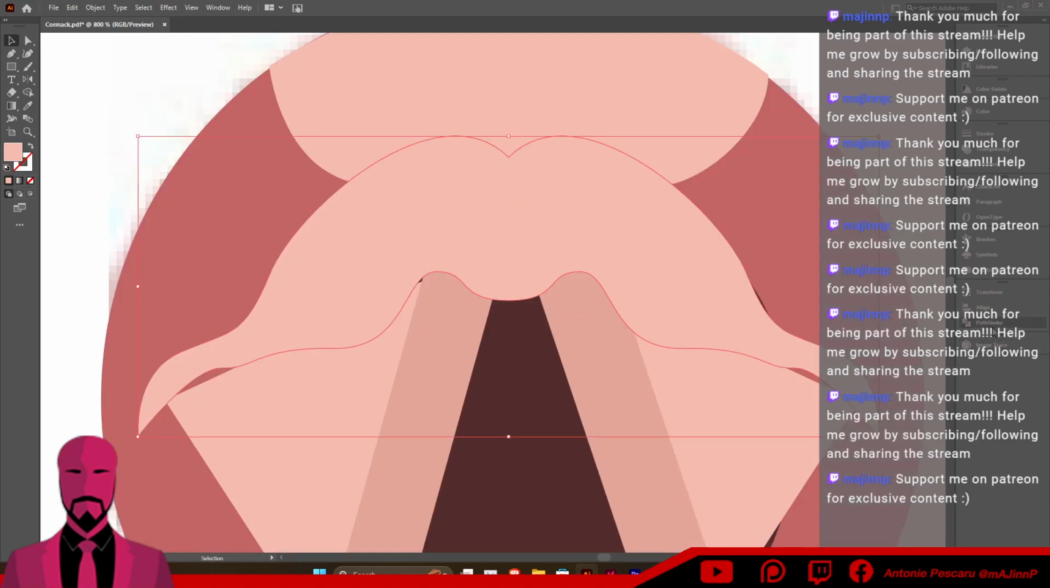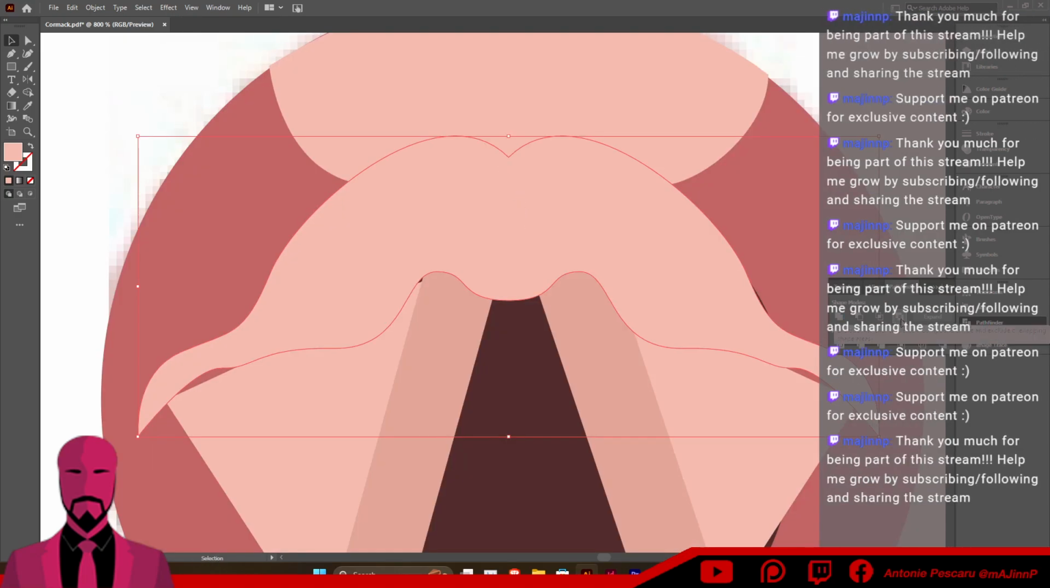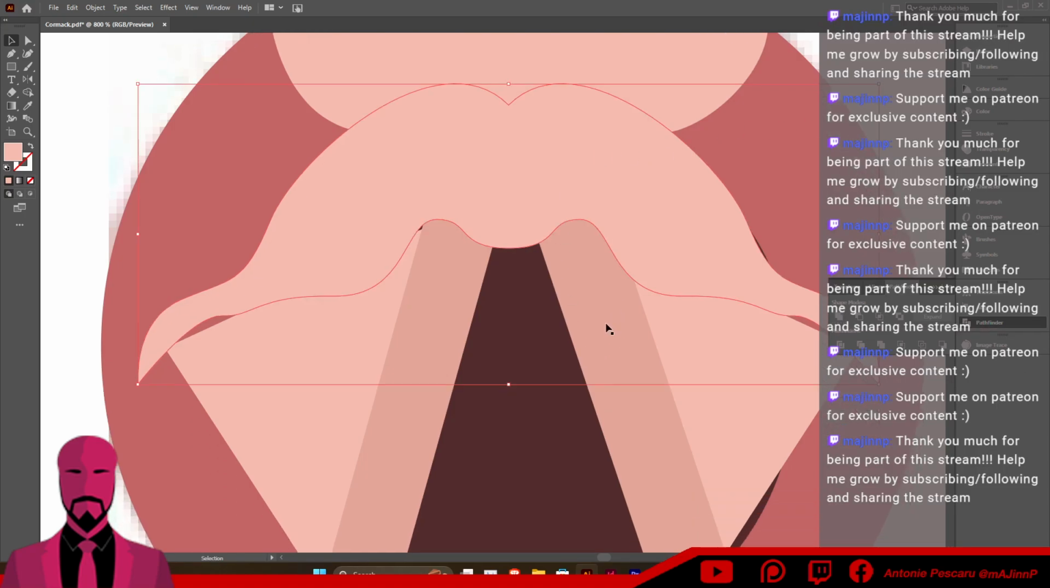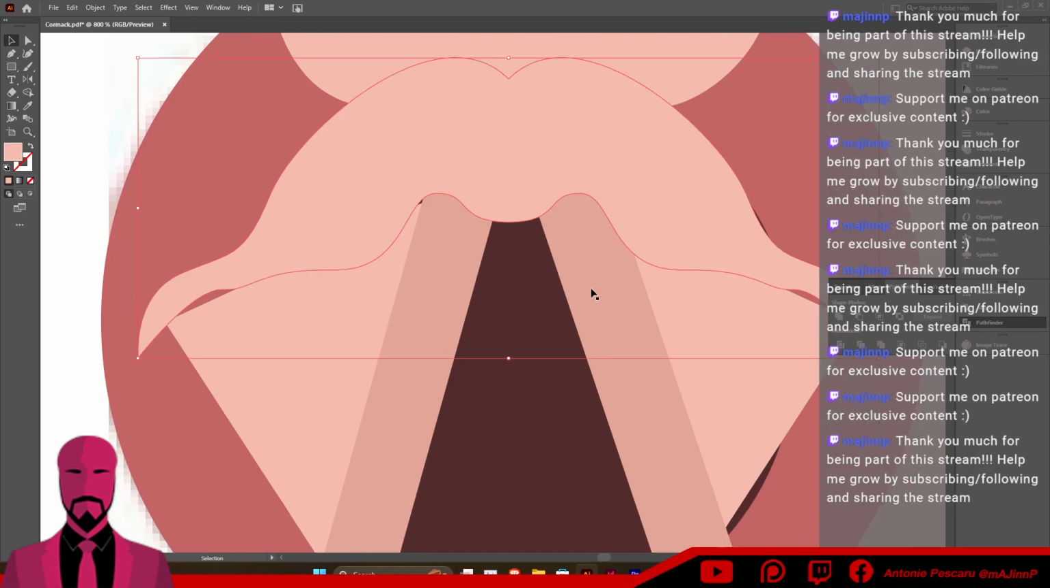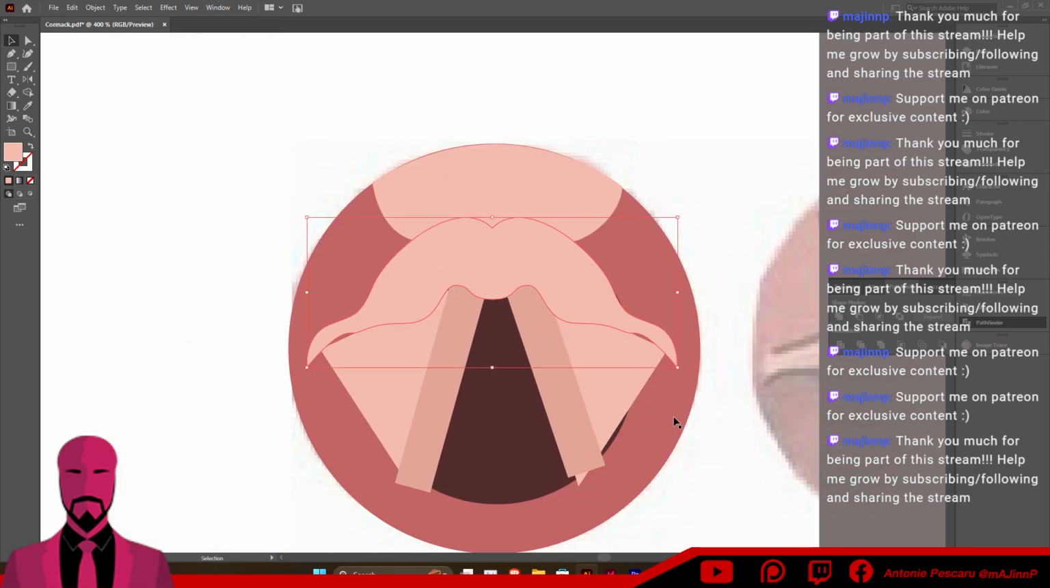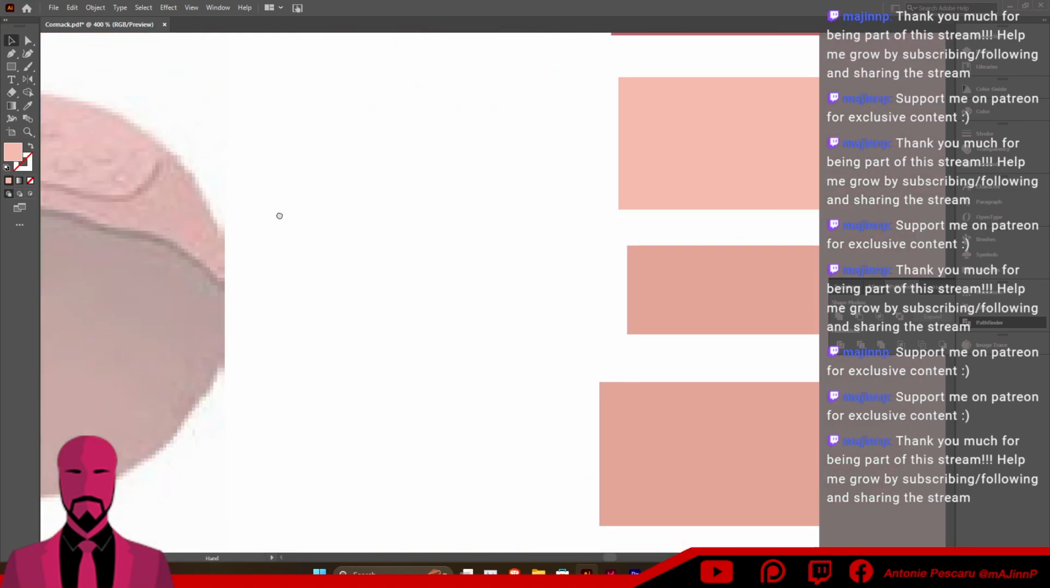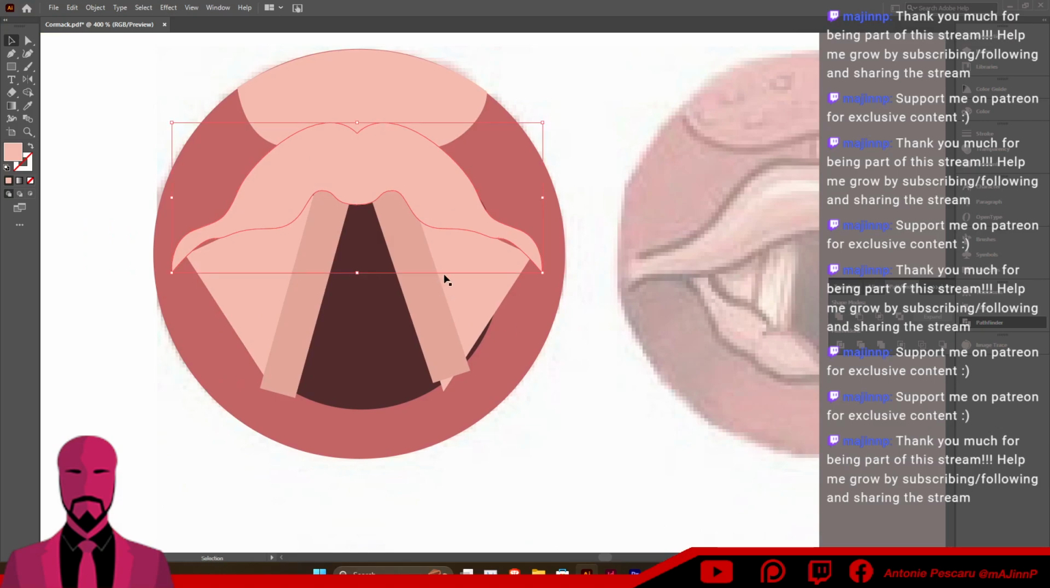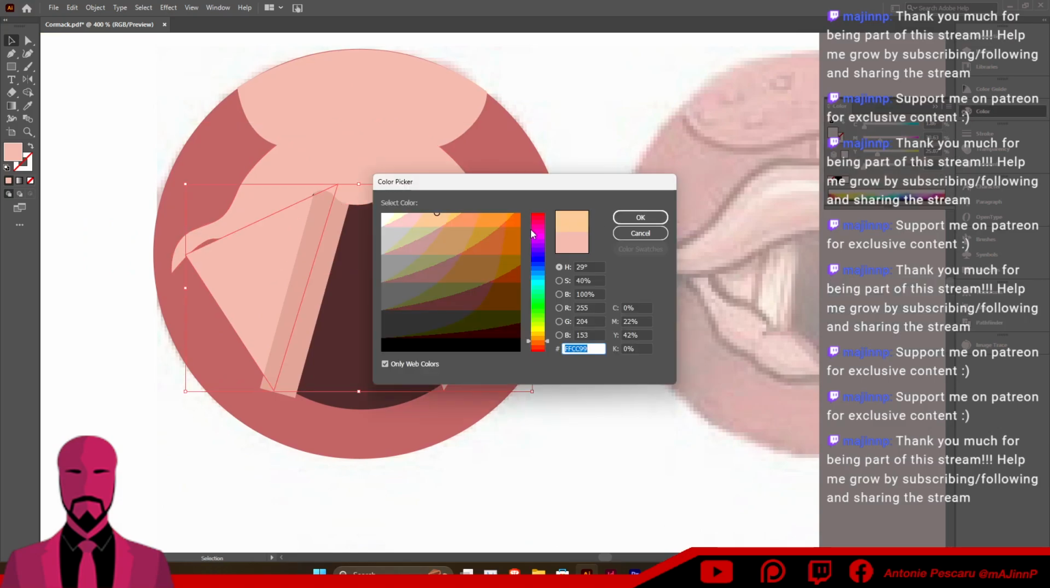Okay. This is all like this. We're going to Pathfinder them together. Oh, actually, sorry, Pathfinder these together. Good. So as you can see, this and this are the same color. This and this are the same. So let's try to see if we can find a darker color for these.